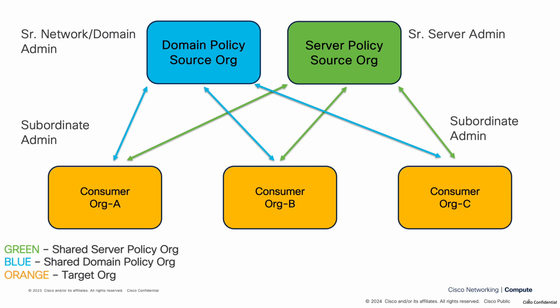Okay, so here's another example of how we're using shared orgs. This time I have two orgs that are shared, and I have them basically segmented based on discipline. So I've got a domain policy source org, and then I have a server policy source org. I might have my domain admin administering the domain policies, the domain profile, whereas I have my senior server admin create and dictate the server policies, server profile templates, etc. And then, of course, they can be correspondingly consumed down to the consumer orgs, which have their own UCS domains as part of their resource groups, right?